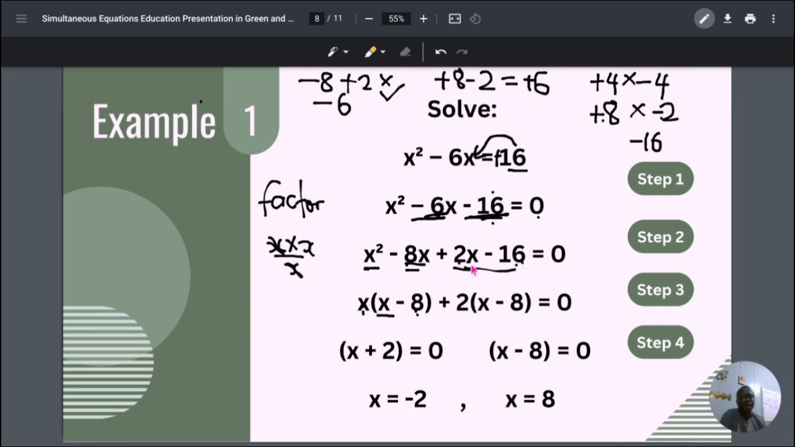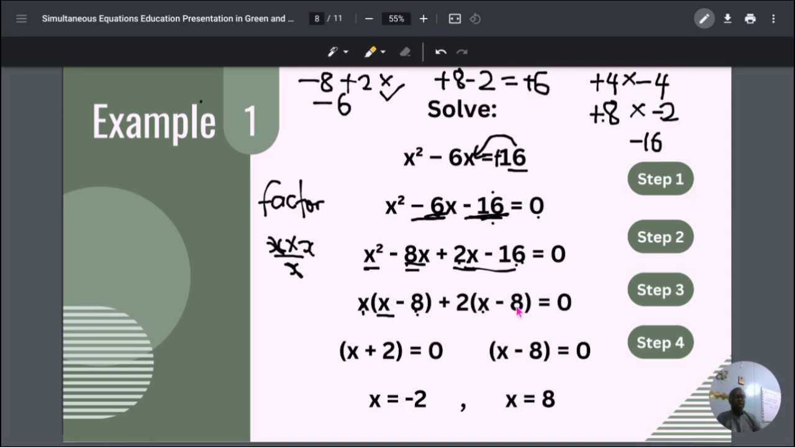2x divided by 2. I'll first bring the 2 out. You see that? Then open a bracket. So 2x divided by 2 will remain x. See that? And my minus sign. So 16 divided by that same 2 again will give me 8.